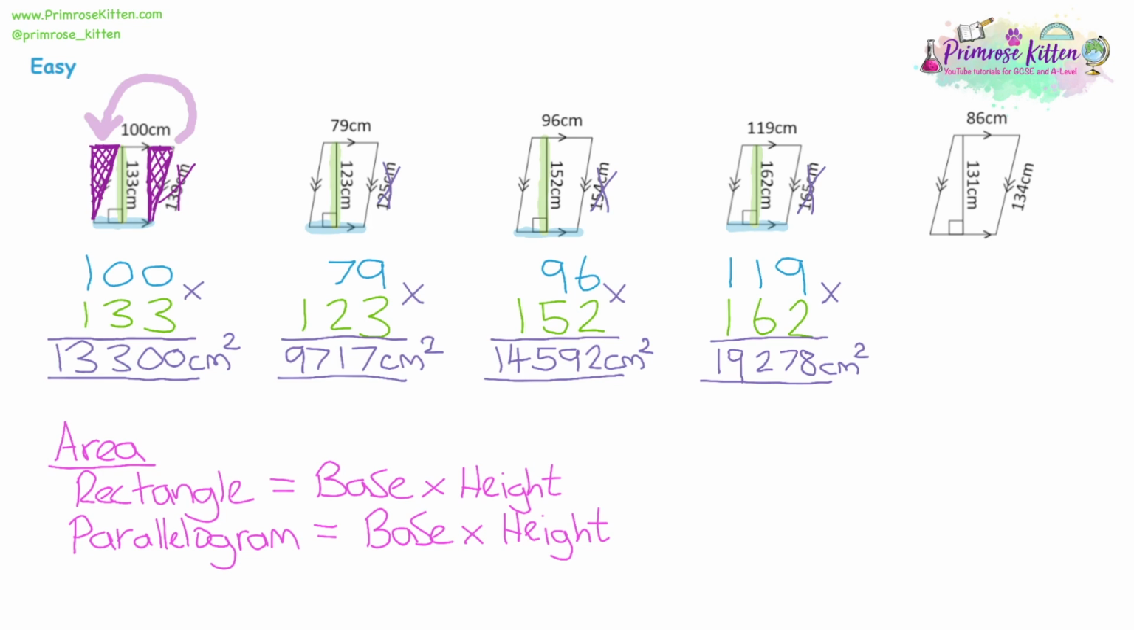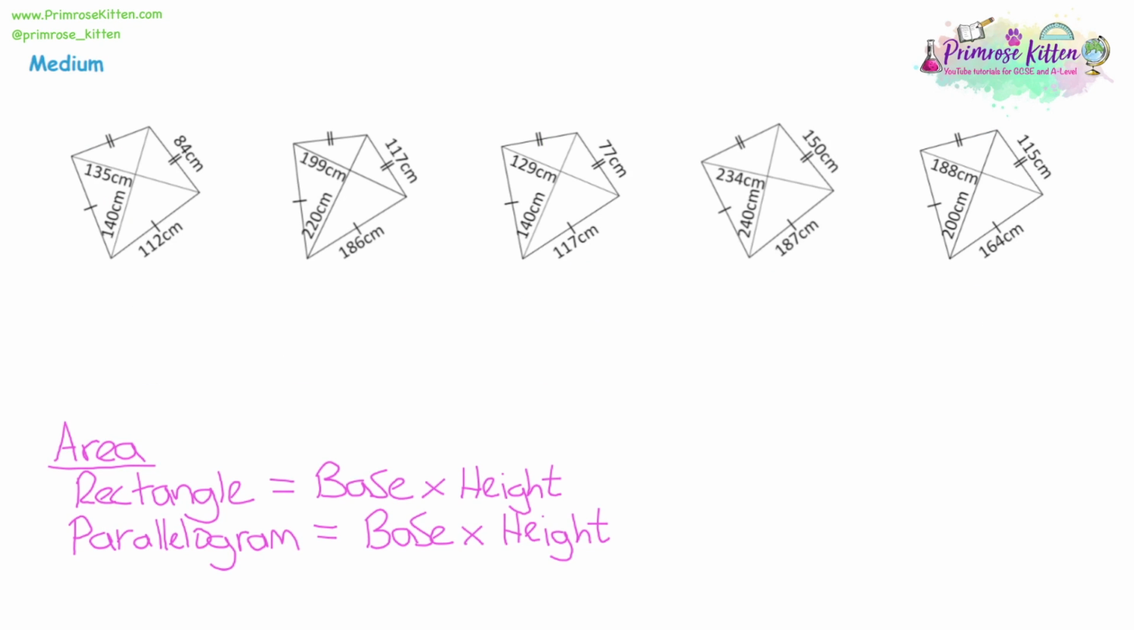Now moving on to question 5. So again, we've got the base, which would be 86 centimetres. We've got the height at a right angle to the base, which is 131 centimetres. We've got the third measurement we don't need, 134. And we're going to multiply our two numbers together. So 86 multiplied by 131, and that gives us 11,266 centimetres squared.